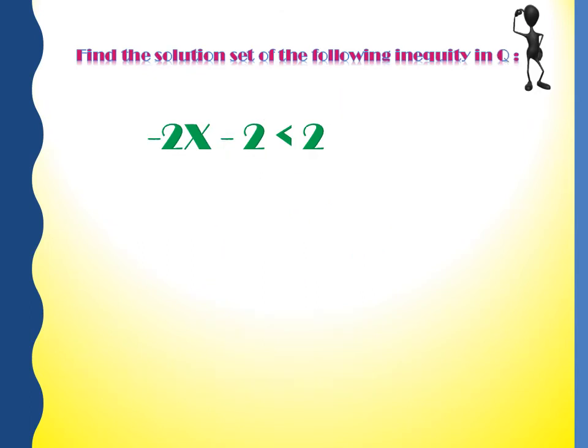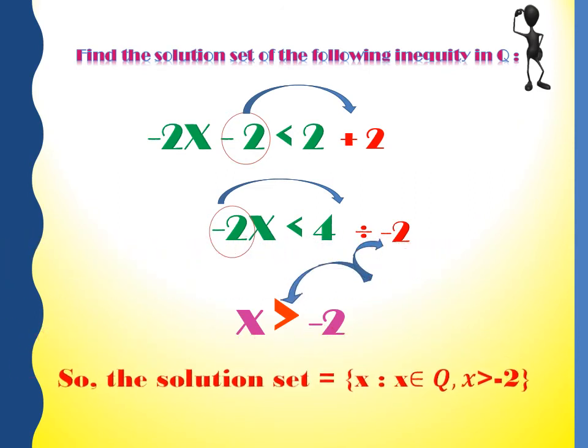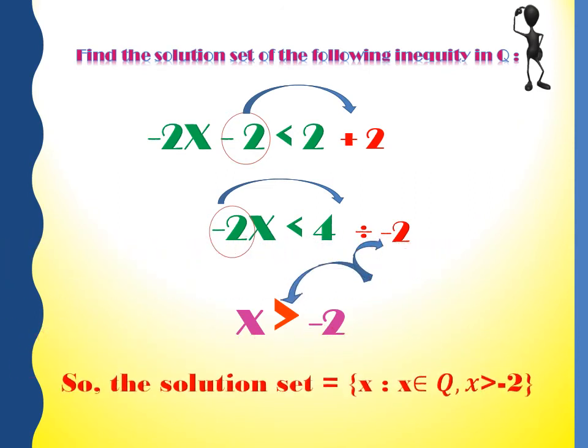What about if we are going to solve the same inequality in the set of rational numbers Q? Here, negative 2x smaller than 4, divided by negative 2, then x greater than negative 2. How to write the solution set in the set of rational numbers? We can't put the solution set by the listing method. We should write it by the descriptive method like this. Solution set is x such that x belongs to Q and x greater than negative 2.